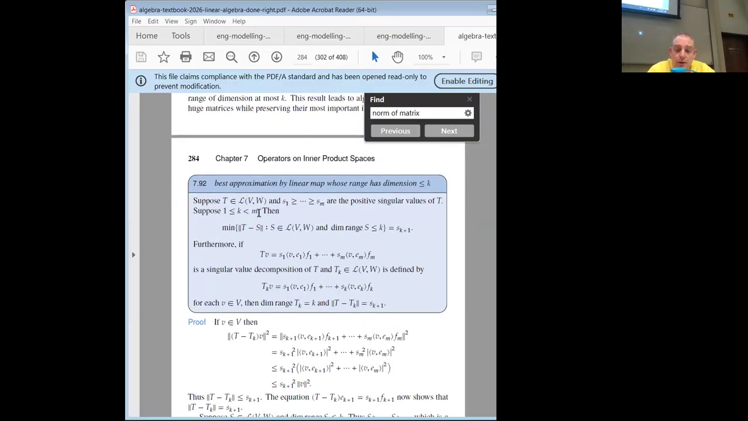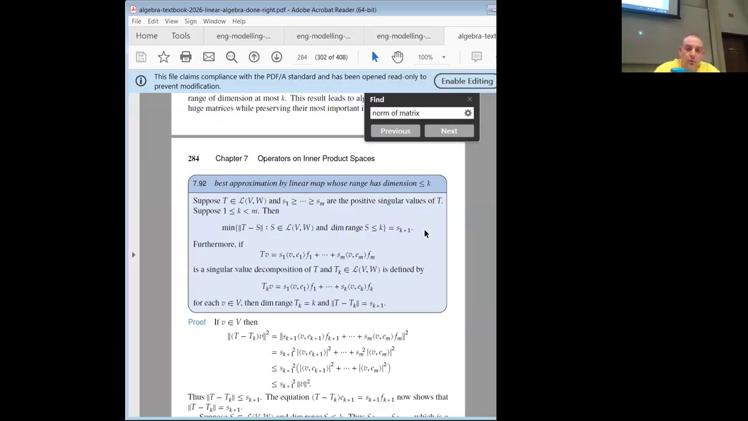Here we go. We've got a theorem: T is best approximated by a linear map whose range has dimension less than or equal to whatever we want. Here's our theorem. Suppose that T is in there and these are the positive singular values of T in order, and suppose that K is somewhere between but less than this. The minimum value of the length of that is s_{k+1}.